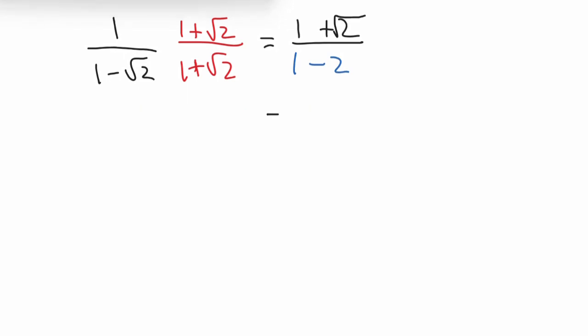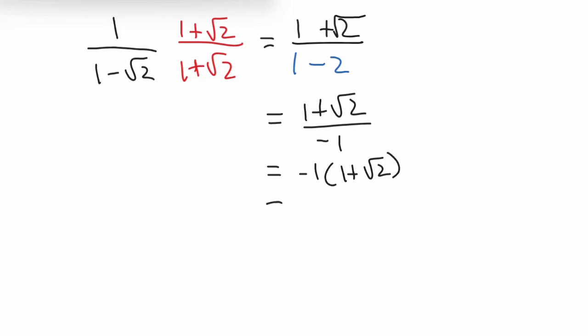All right, from here, let's just simplify. 1 plus root 2 over 1 minus 2, which is negative 1. We can bring the negative up to the top. That's going to change the sign of everything inside. So negative 1 minus root 2.